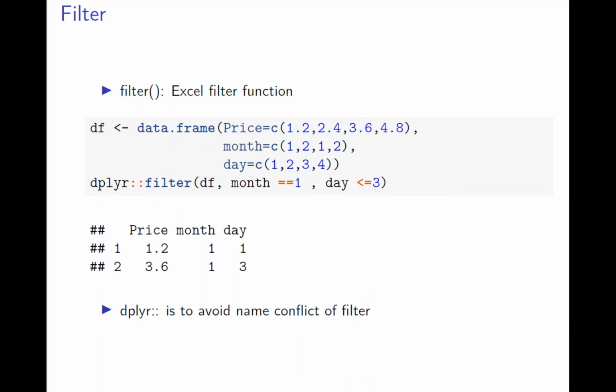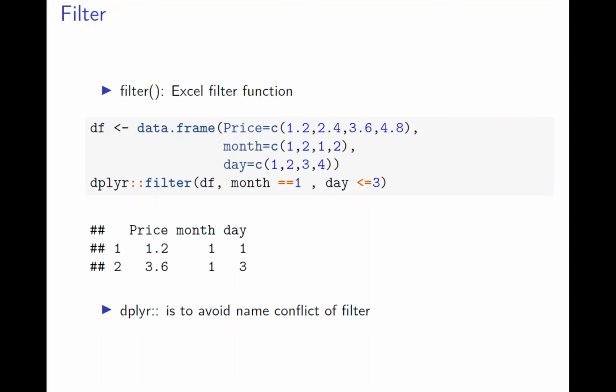Here we have the following data: price, month, and day. The filter is just to select month equal to 1 and day less than 3. So that will end up with two rows. And here I have dplyr double colon because I just want to use this package's filter function. Usually you need that when different packages share the same function name. In order to avoid conflict, sometimes you use it, and also usually R will tell you there's a conflict. So you don't need to worry about that. If you can't run it, then you add it.